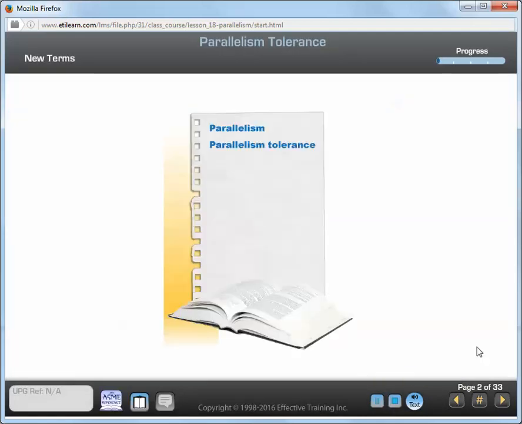These are the new terms introduced in this lesson. It's important for you to know these terms in order to understand the parallelism tolerance.